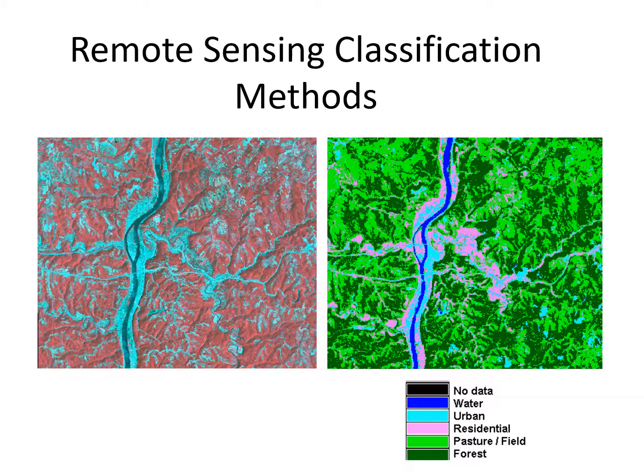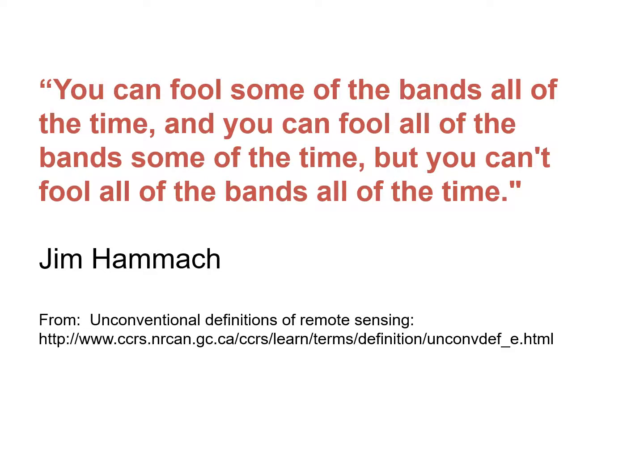So let's look at some of these classification methods. There's an old saying. And by old saying, I mean somebody said it before I started teaching this class, so we'll call that old and go with it. Jim Hammock said this, and it's from Unconventional Definitions of Remote Sensing. You can check that out if you want to see more stuff like this. Visit this website. He says you can fool some of the bands all the time, and you can fool all the bands some of the time, but you can't fool all the bands all the time.